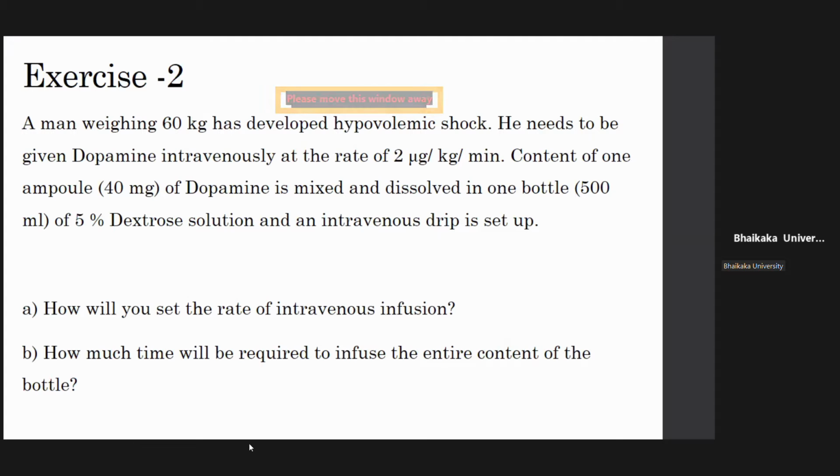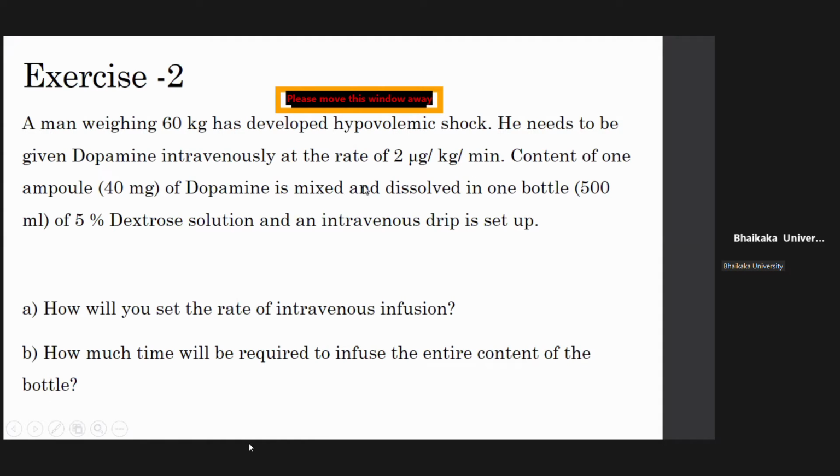And how much time will be required to infuse the entire content of the bottle. So first question is regarding the rate of intravenous infusion. You have to set the rate. Rate of intravenous infusion of dopamine is already given, 2 microgram per kg per minute. So it is per kilogram.